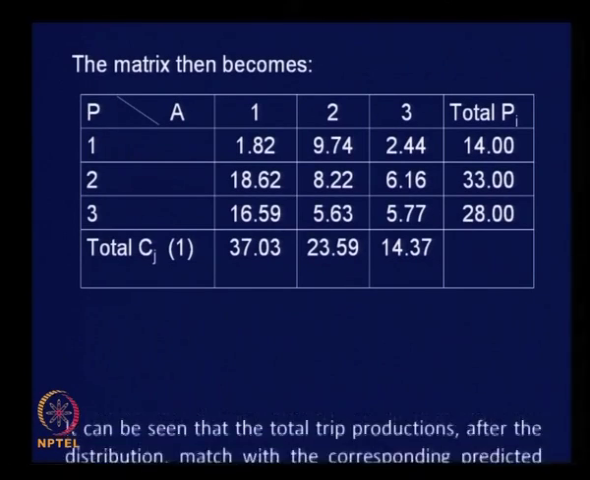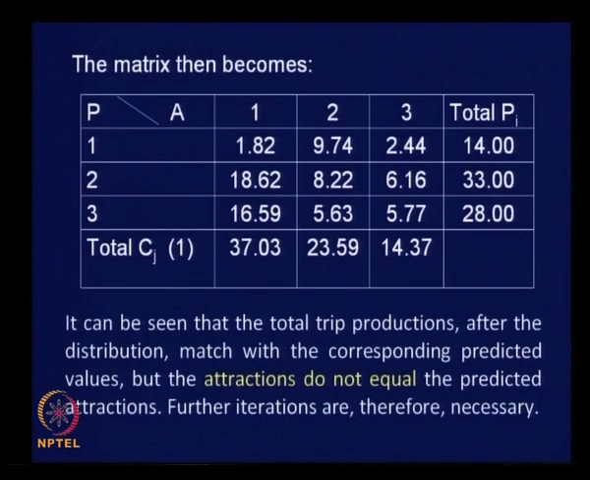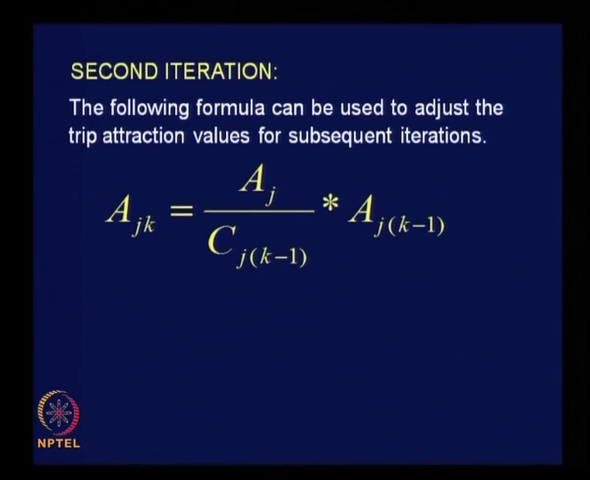Of course, the statement is given here. It can be seen that the total trip productions after the distribution match with the corresponding predicted values, but the attractions do not equal the predicted attractions. Further iterations are therefore necessary. Now the question is how to go about doing the iteration. Our main objective is to push these distorted values close to the actual observed value for each of the zones. That is our intention. So this is how we do the iteration.